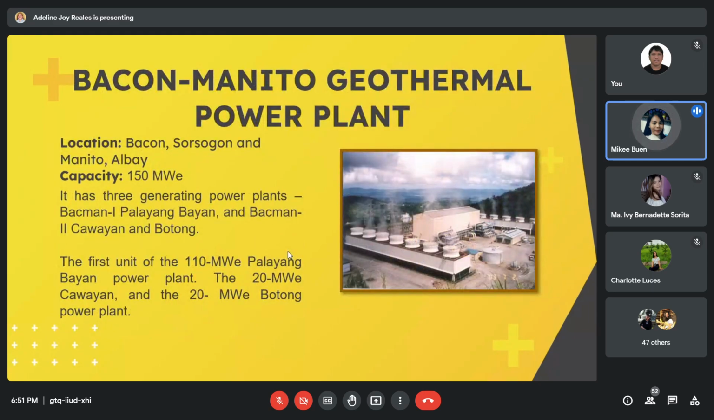The Bacon-Manito Geothermal Power Plant. The Bacon-Manito Geothermal Power Plant has three generating power plants. The Bacman 1, or the Palayan Bayan, and the Bacman 2, Kawayan and Botong. The first unit is the 110 megawatts electric Palayan Bayan Power Plant, the 20 megawatts electric Kawayan, and the 20 megawatts electric Botong Power Plant.